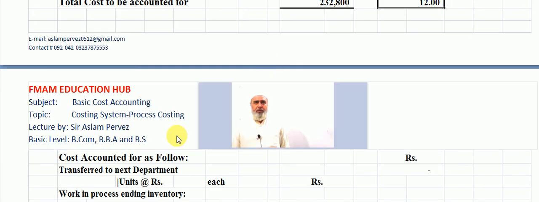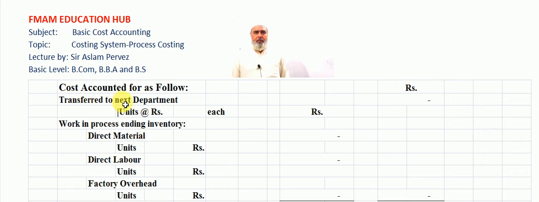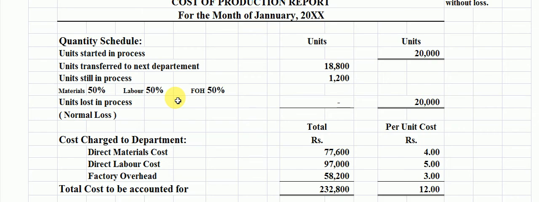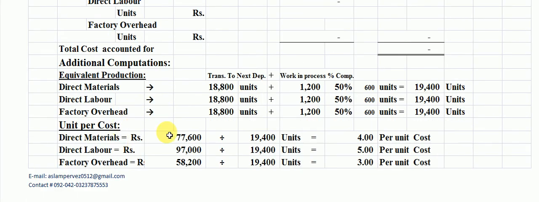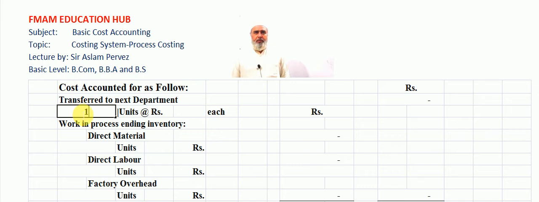Students, now we move to the third section, cost accounted for as follows. Now we know what the units completed and transferred to the next department are, and put them here, which is 18,800 units. Per unit cost is 12. So now this is the total amount: the cost of 18,800 units is 2,25,600 rupees.